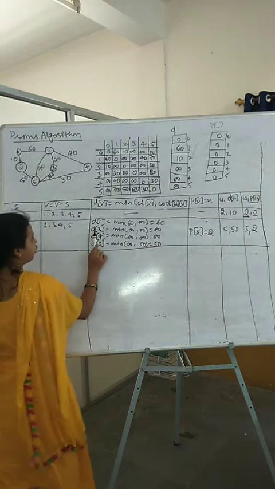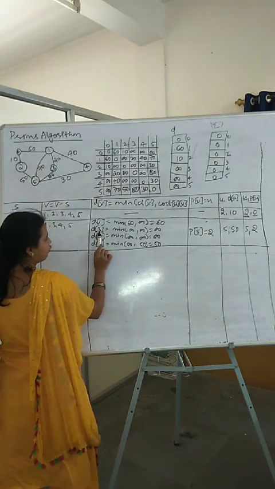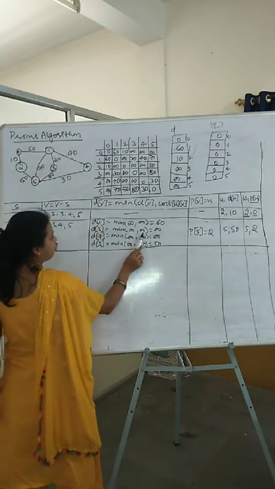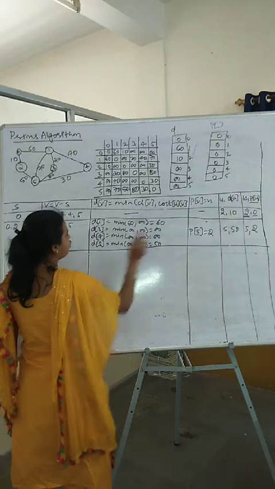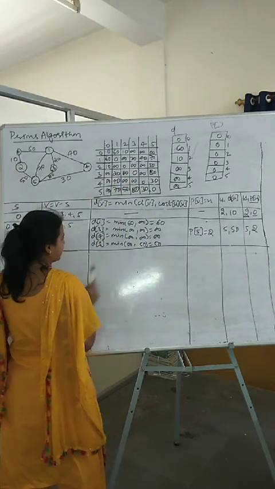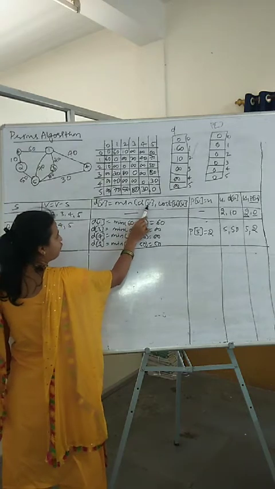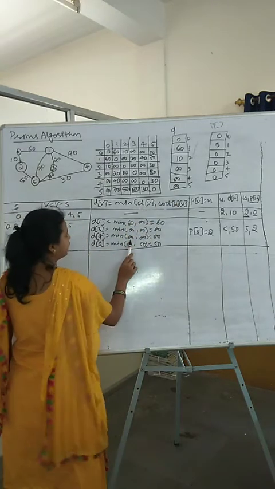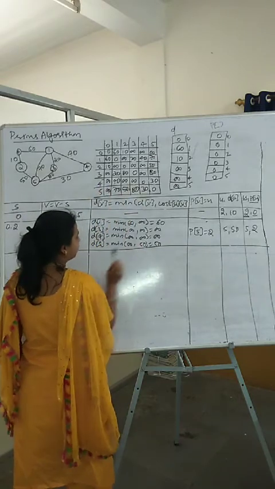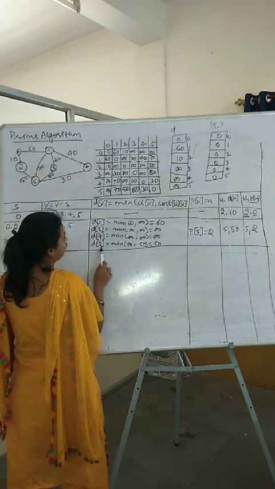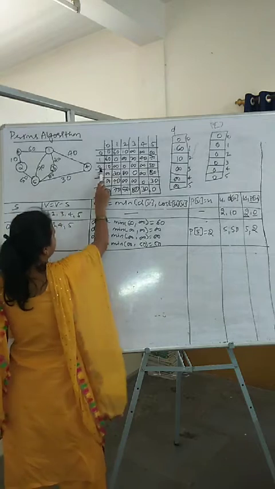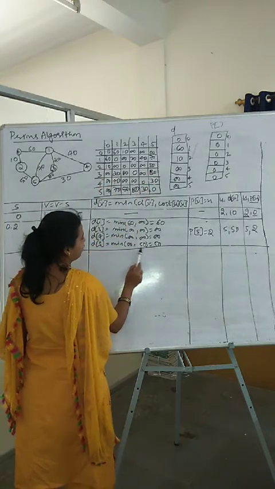Minimum. Okay. Next d of 3. What is d of 3? d of 3 is infinity. Next cost of u. u is 2. 2 comma 3. 2 comma 3 is infinity. Minimum of infinity is infinity. Same with d of 4. d of 4 is infinity. Cost of 2 comma 4. 2 comma 4 is infinity here. Next d of 5. What is d of 5? d of 5 is infinity. Cost of 2 comma 5 is 50. Minimum of this is 50.